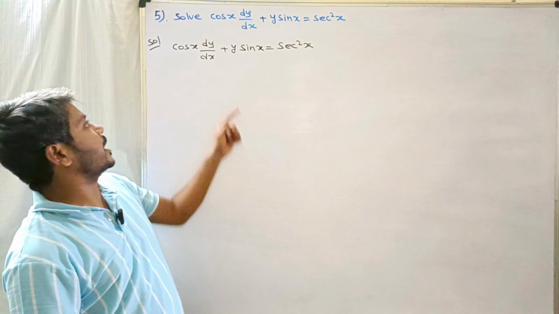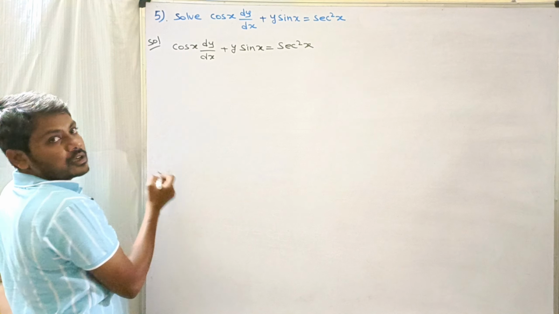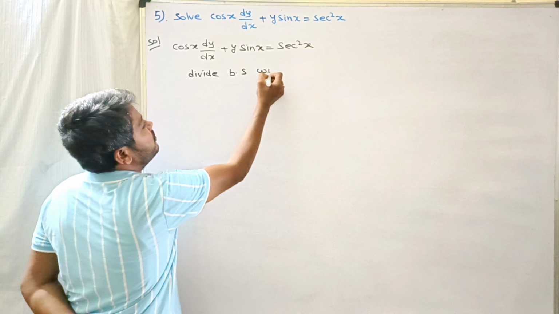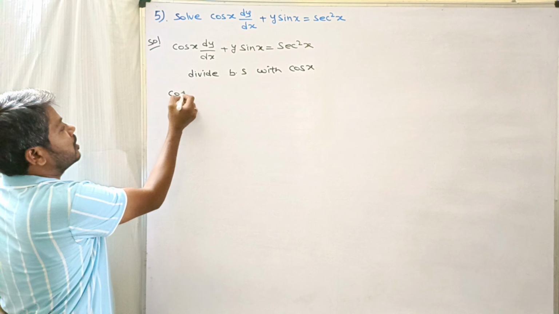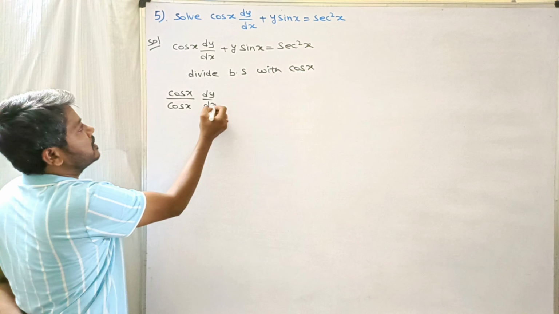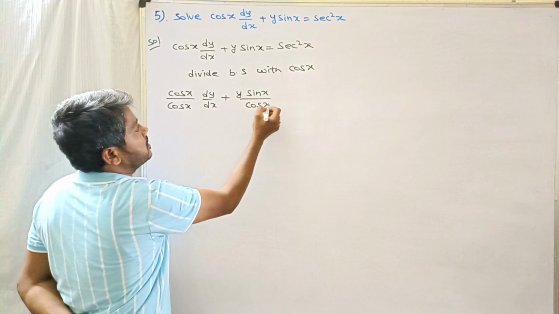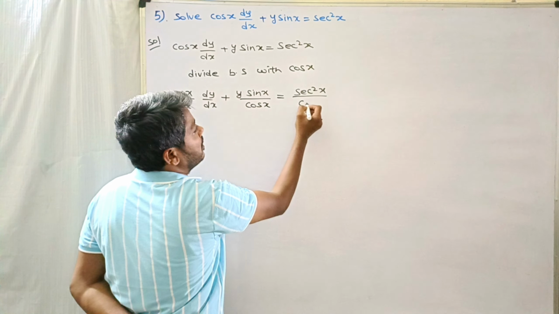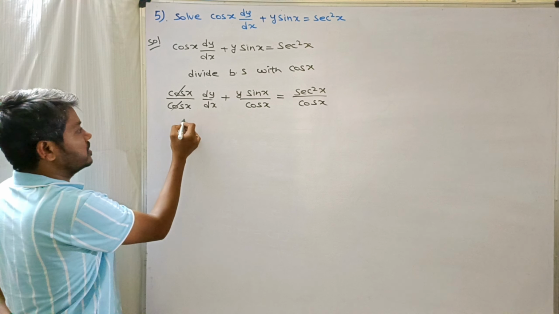Next, question number 5. Cos x dy by dx plus y sin x equal to secant square x. Here, divide both sides with cos x. So what will you get? Cos x by cos x dy by dx plus y sin x by cos x, which is equal to secant square x divided by cos x. Clearly cos x gets cancelled.